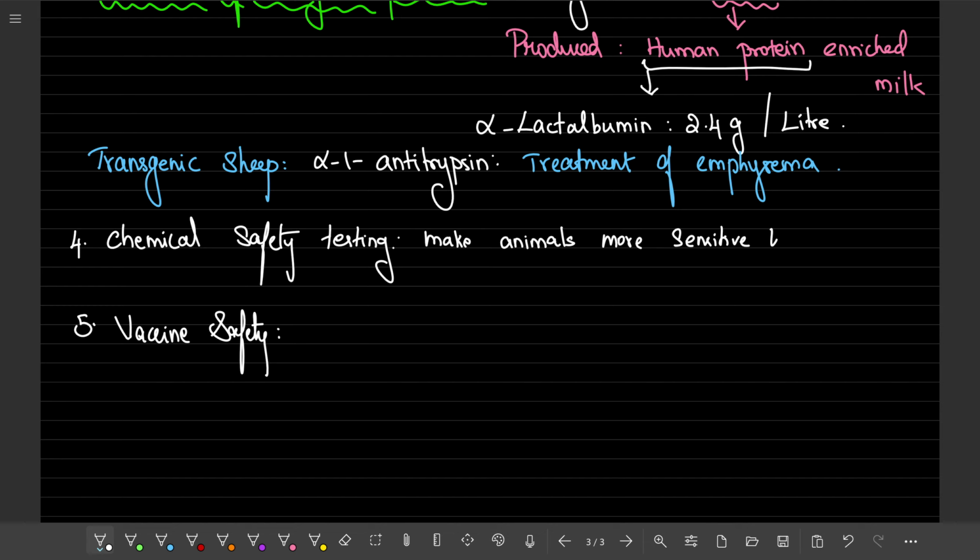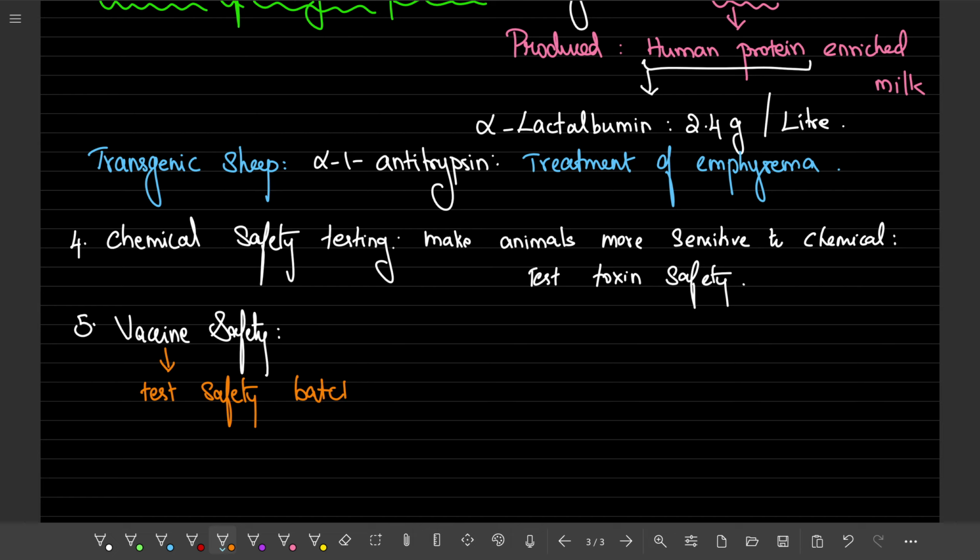In chemical safety testing, what we are going to do is, we are going to make the animals more sensitive to a specific toxin. Make animals more sensitive to that chemical, and we are going to test the toxin safety on them. Means, what are all the side effects of using that chemical? Is it going to affect them a lot or not? So this is why transgenic animals are used. So that is how we make them more sensitive to that chemical.